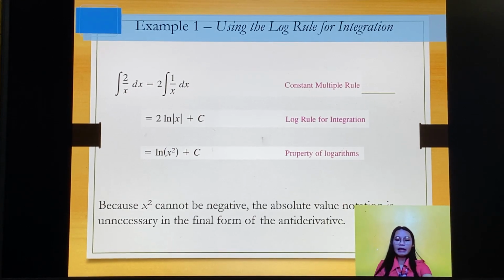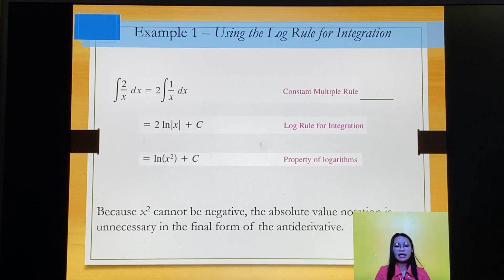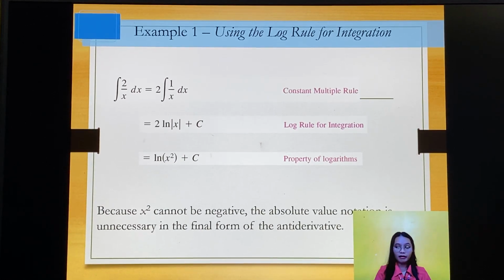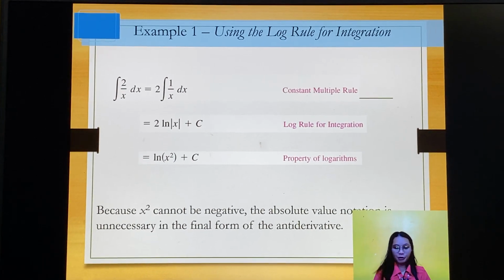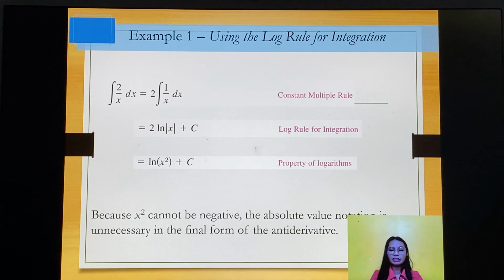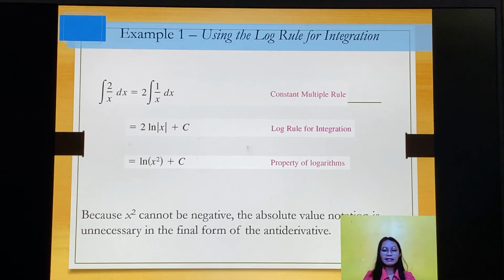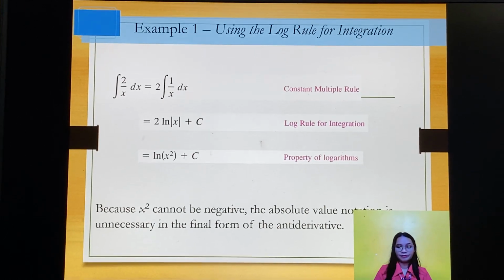So in the final step, the absolute value notation is unnecessary because x squared cannot be negative. Since x squared represents the square of a value, it is always positive or zero. Hence, the absolute value notation can be ignored in the final form of the antiderivative, and it can be simplified to ln x squared.